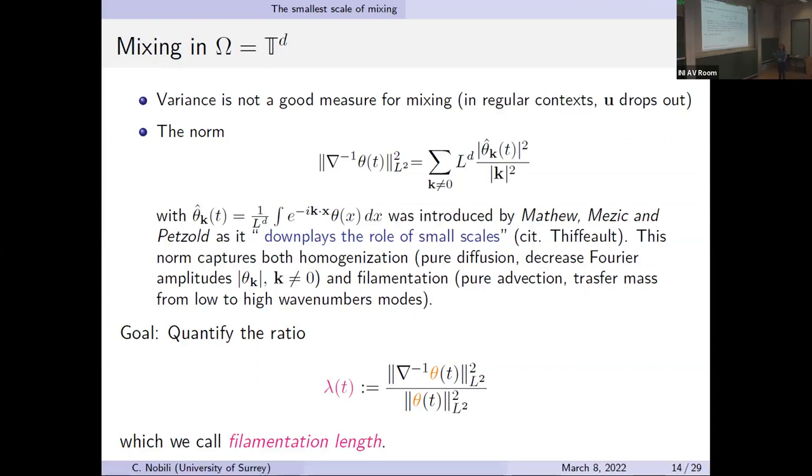Okay, so what I was saying is that the good thing of this measure is that it captures both homogenization on one hand and filamentation on the other hand. Now in the case of the advection diffusion equation, in presence of diffusion, we have to take a quotient. Again, this scales like a length. This norm is not conserved anymore, differently from the case of Michele. So we look at this quotient, which is the H-1 norm squared divided by the L2 norm squared of theta. We call lambda the filamentation length.